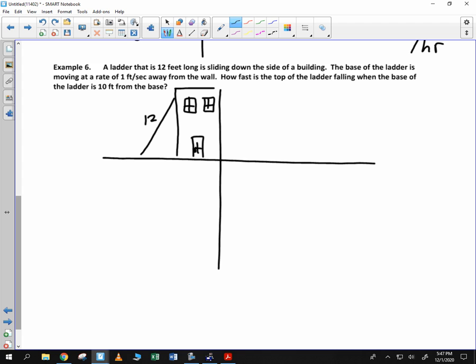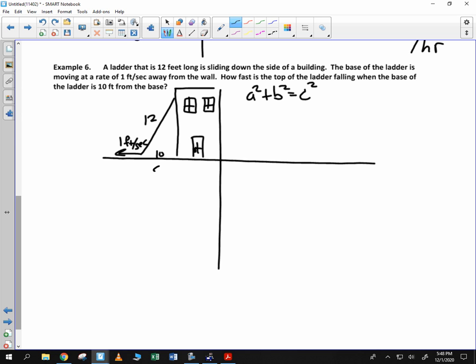The base of the ladder is moving at a rate of 1 foot per second away from the wall. So 1 foot per second. How fast is the top of the ladder falling when the base of the ladder is 10 feet from the base? So if we think about this, we have a squared plus b squared is equal to c squared. I think we all recognize that.